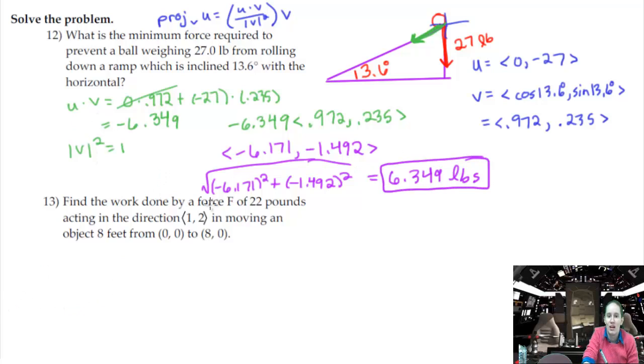Number 13 asks us to find the work done by a force F of 22 pounds acting in the direction of 1, 2 and moving an object 8 feet from 0, 0 to 8, 0. So there's a formula for work. There's actually two of them on your card. We're going to use the one that says force dot AB, where both of these are vectors, because it's pretty easy to find both of those vectors. To find the vector AB, think about moving from 0, 0 to 8, 0. That's a vector like this, right? So that would be the vector 8, 0.